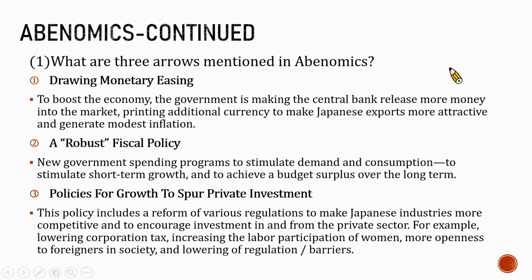And the last one, policies for growth to spur private investment. This policy includes a reform of various regulations to make Japanese industries more competitive and to encourage investment in and from the private sector. For example, lowering corporation tax is aimed to make business easier to do in Japan, and increasing the labor participation of women.